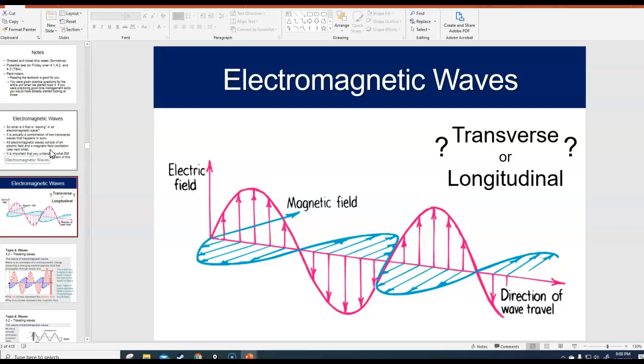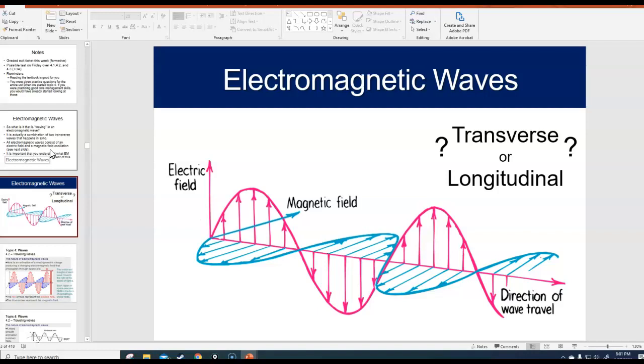Okay, and so here you can see in pink the electric field is a transverse wave, and in blue you can see the magnetic field is also a transverse wave. And without getting into too much detail about the physics behind it, because it's actually a little bit complicated mathematically, basically the way this works is as the electric field changes, it generates a changing magnetic field. As the magnetic field changes, it generates a changing electric field, and so the process just kind of repeats itself.